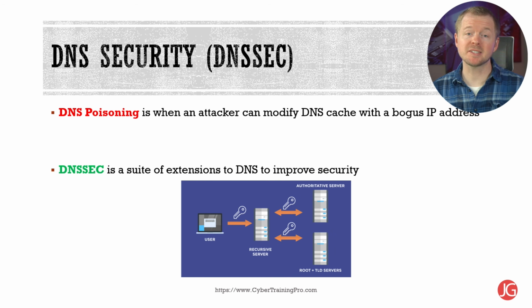Since DNS provides a location where to send traffic, attackers are extremely interested in modifying entries. DNS poisoning, or DNS cache poisoning, is when an attacker can modify the DNS cache with a bogus IP address. What if you were trying to go to facebook.com, but instead you were sent to an attacker's webpage? That'd be bad news. Domain Name System Security Extensions, or DNSSEC, is a suite of extensions to DNS that provides validation for DNS responses by adding a digital signature known as a resource record signature, or an RRSIG.